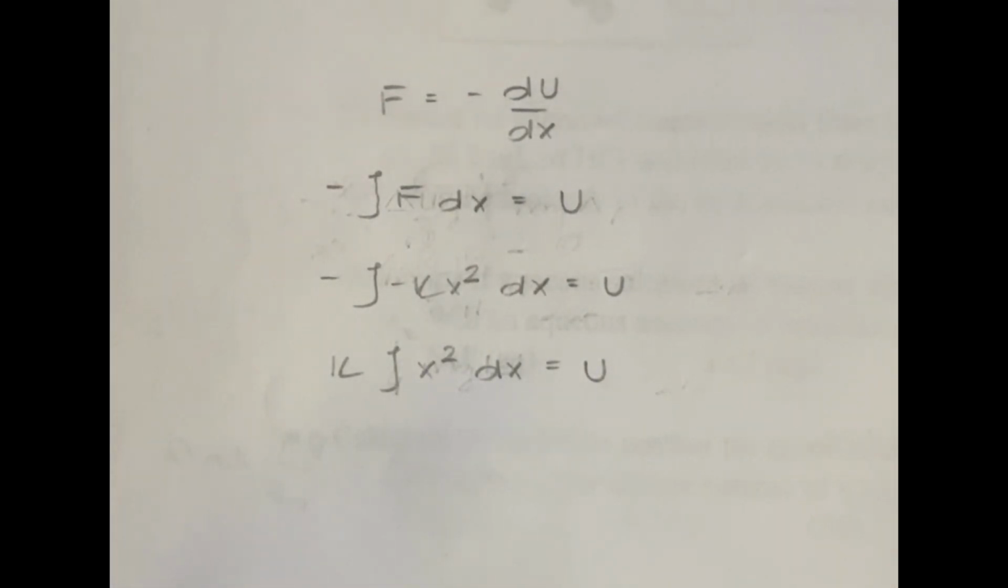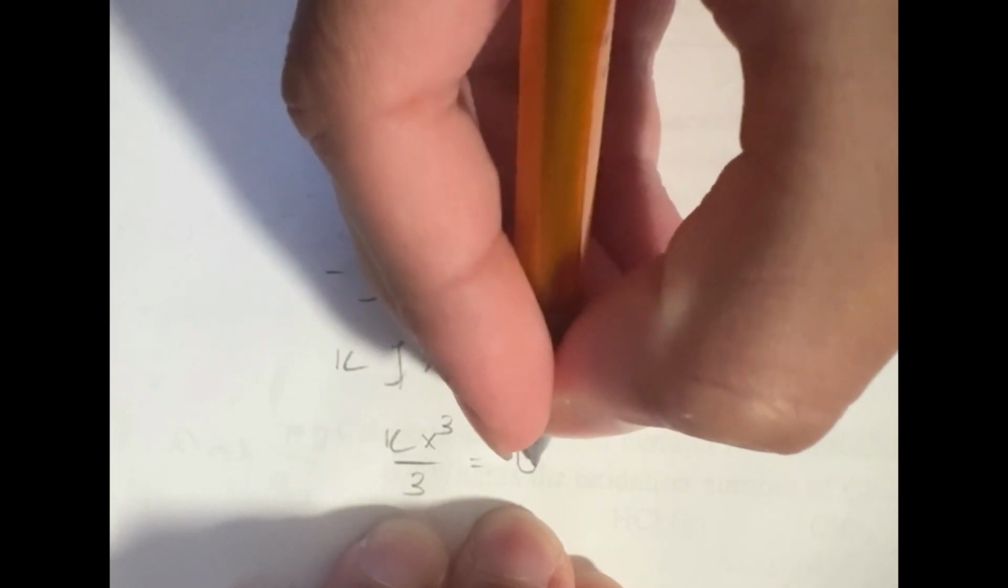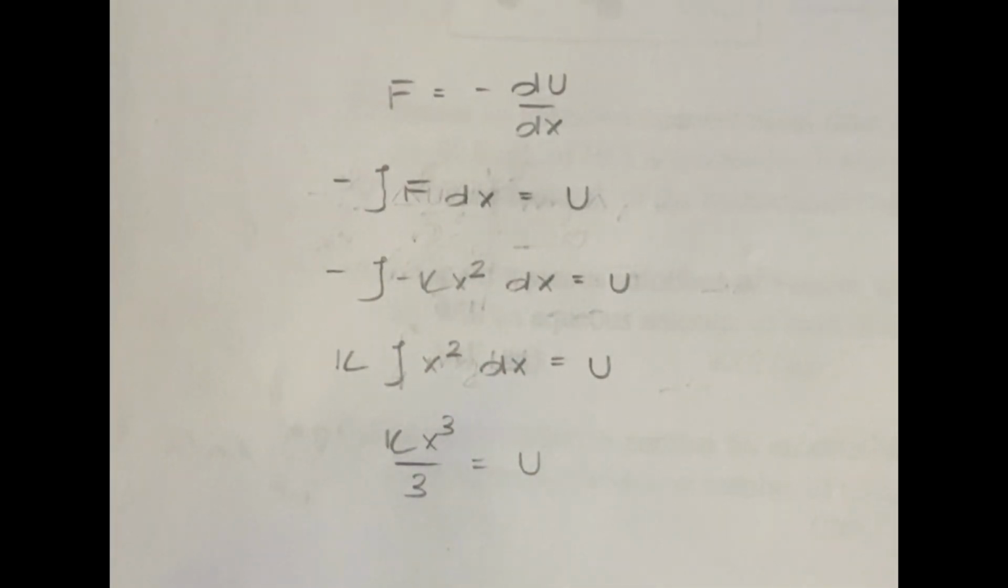Now we can solve this integral, and we know that the integral of x squared with respect to x is just x cubed over 3. As for the plus C, the initial condition is that there's going to be 0 potential energy if the distance compressed is 0, so that just goes away.